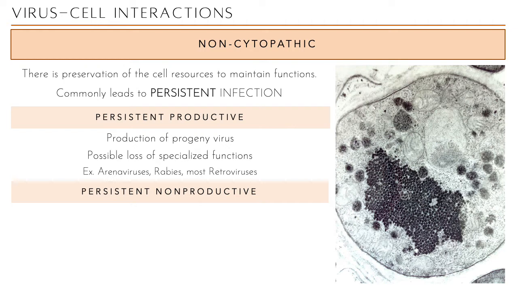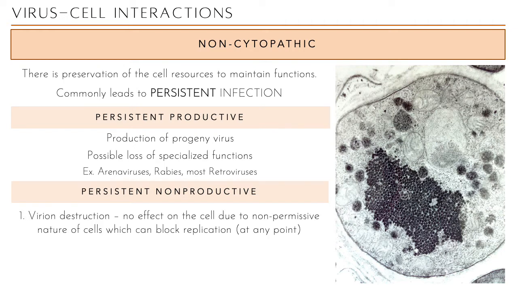Now with persistent non-productive, when we say non-productive, no progeny virus is produced. The number one reason as to how this could happen is virion destruction. The cells are so strong that the virus doesn't have any effect on them, and they can block the replication at any point. Or number two, the virus can remain dormant inside the cell. There's latent infection.